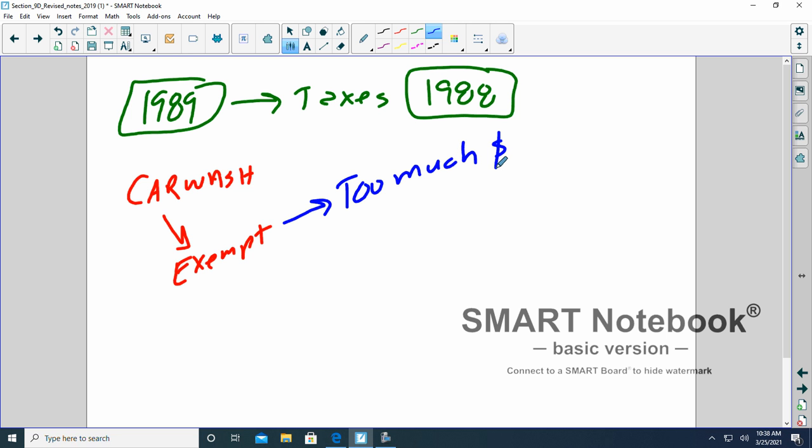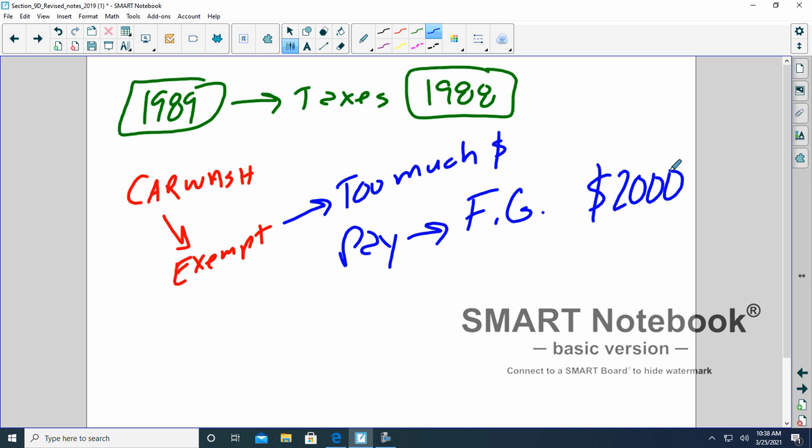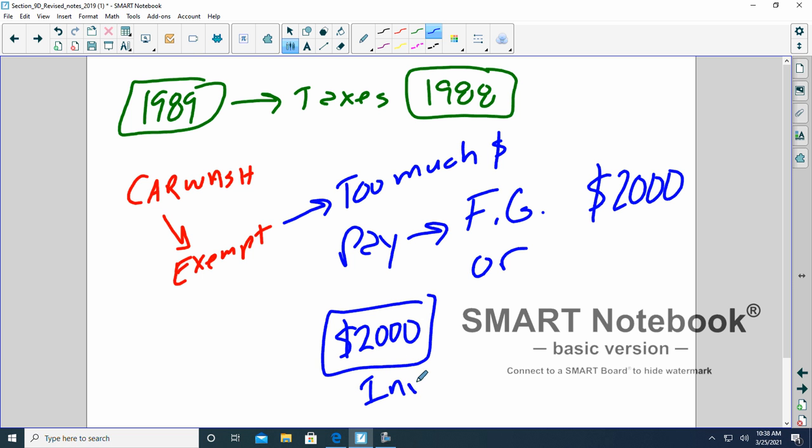You have a choice. You can pay the federal government this much money, because that's what you owe in taxes. Or what you can do is you can take that $2,000 and invest it in an account that you cannot touch until you are 59 and a half years old.